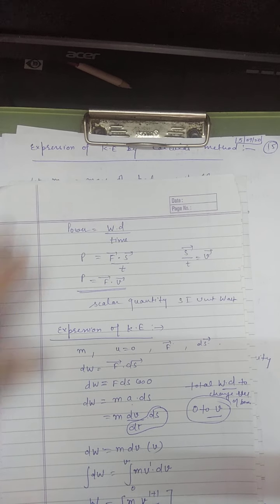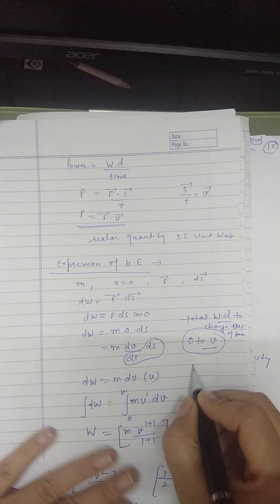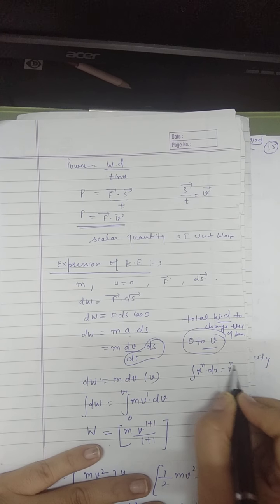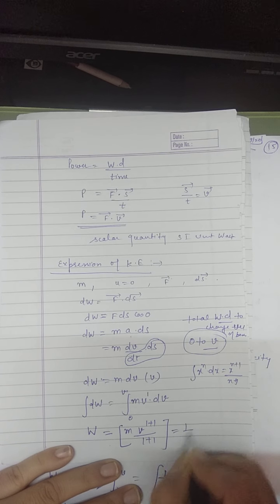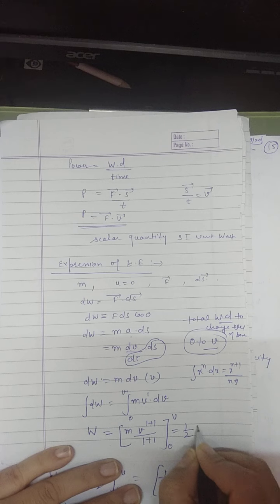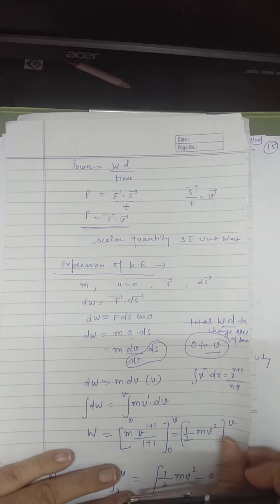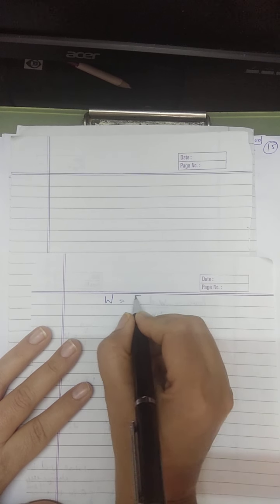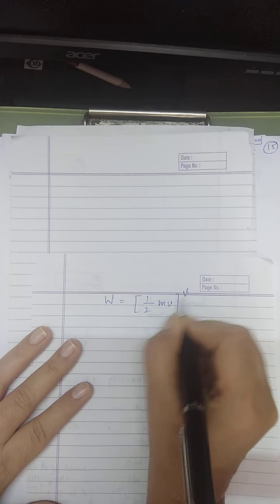All of you know the formula for integration: the integral of x to the power n into dx is x to the power n plus 1 divided by n plus 1. So it becomes half of mv square within the limit 0 to v, right? And this work done, how can you solve it, as half of mv square from 0 to v.